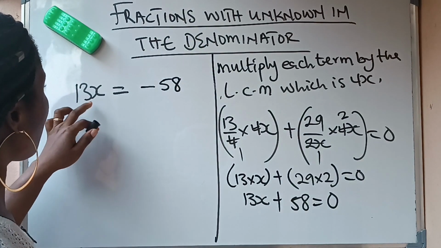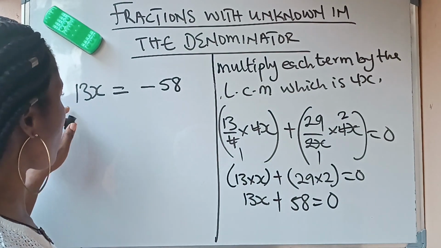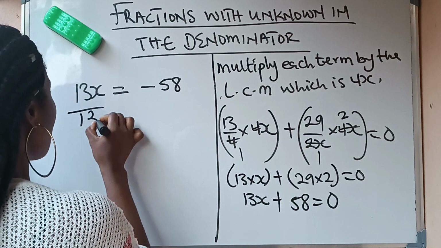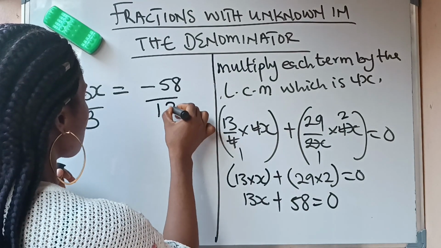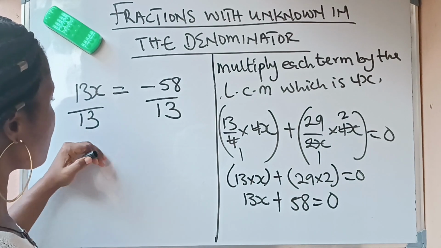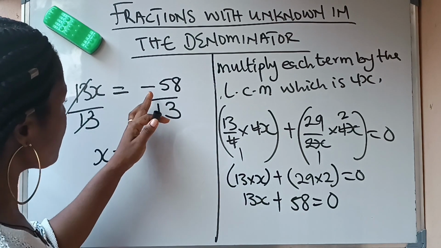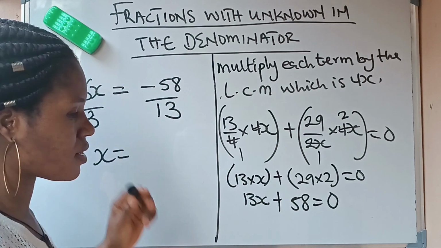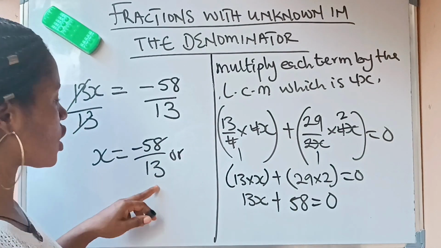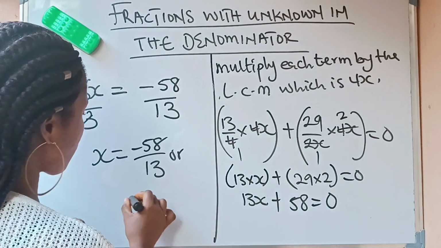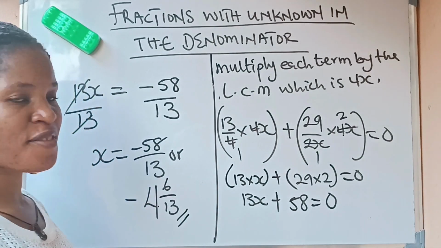Now I want only x, only 13 to remain, and the only way that is going to happen is if I divide this side by 13, so that when this cancels, I'm left with x. Whatever I do to the left hand side, I also do to the right hand side. So I'm dividing both sides by 13. 13 will cancel 13. You are left with x is equal to minus 58 divided by 13, which is going to give us minus 58 over 13. Or if we change this to a mixed fraction, we are going to have minus 4 whole number 6 over 13. And that is your final answer.